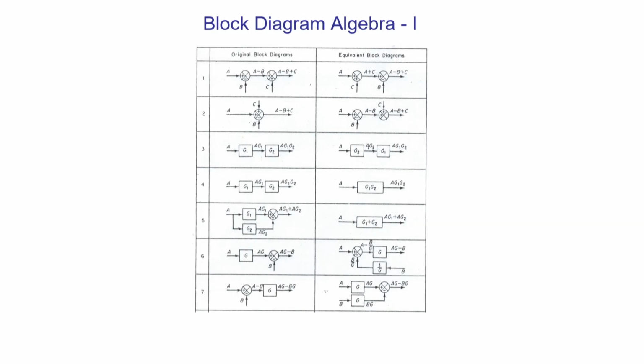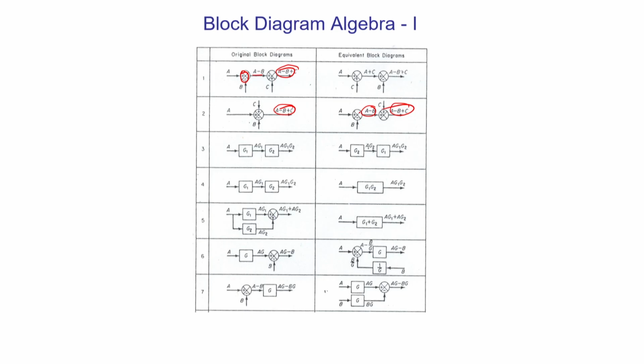There are some more block diagram algebra rules, which you will see in any textbook. For example, if you have A and B coming to a junction, then it becomes A minus B, and if C is coming, it becomes A minus B plus C. Like that, look at the next one: A and C are plus, B is minus. So, it would become A minus B plus C, like that, here A minus B plus C.